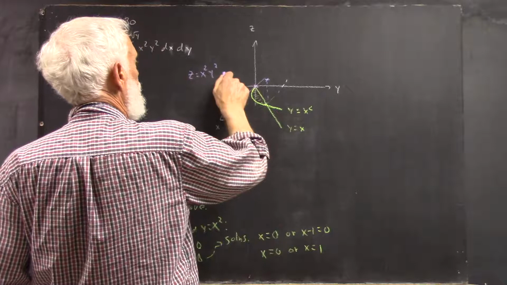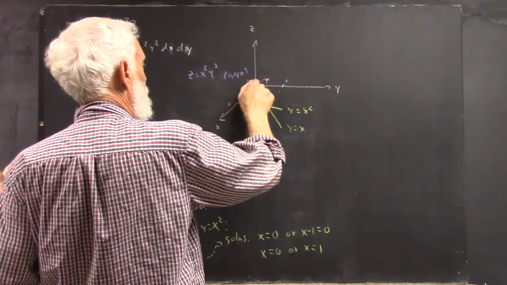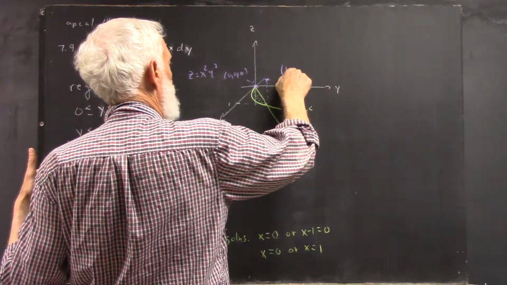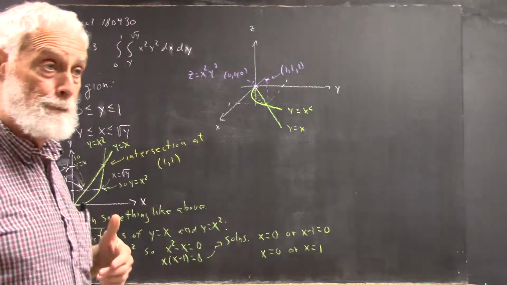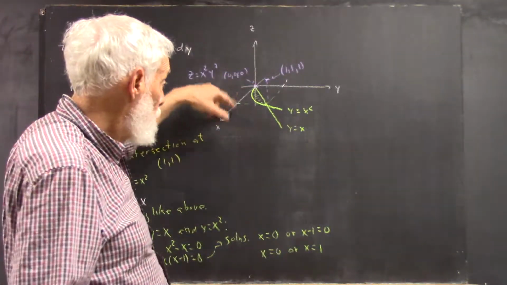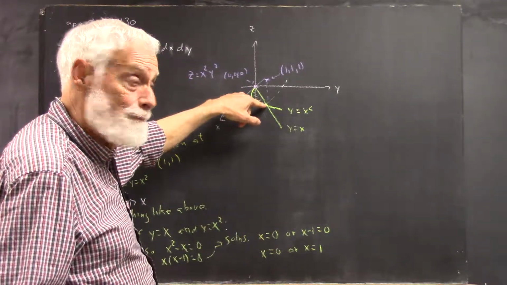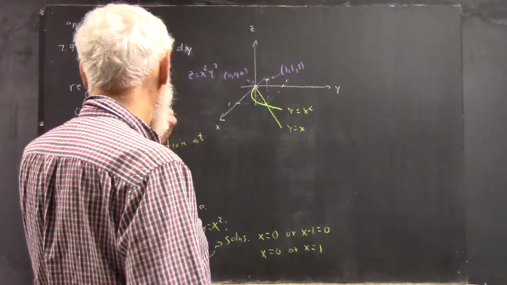So at this point, let's label the points. 0, 0, 0 is on the graph, and the point 1, 1, 1 is on the graph. Okay? And this is 1, 1, 1. I mean, this does represent 1, 1, 1 because here's 1, 1, and here's a distance that seems to be about equal to 1, right?